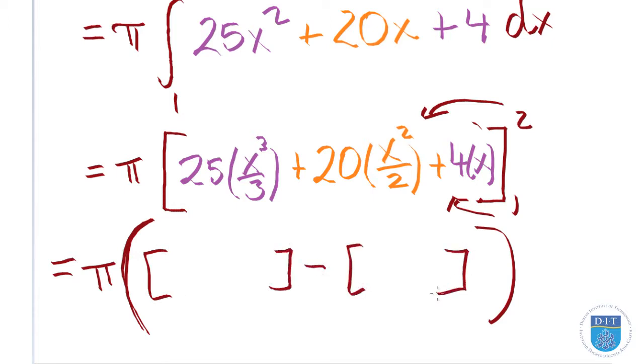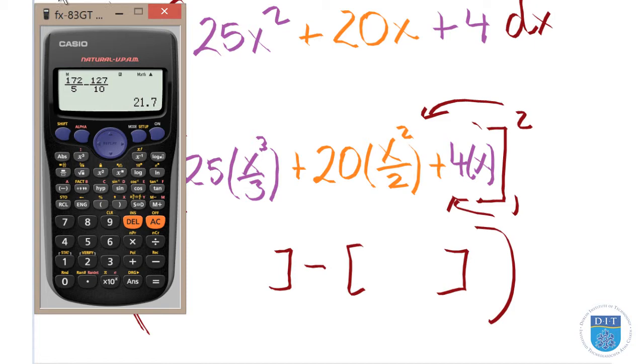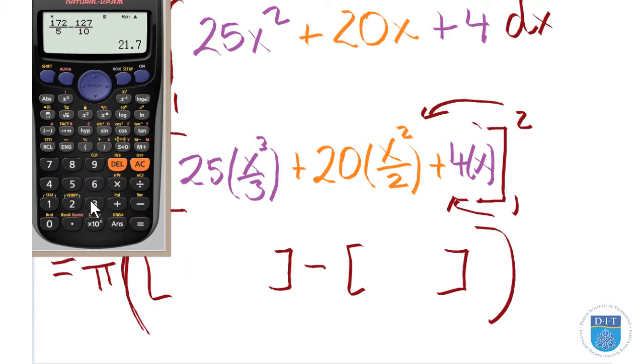Right, let's put in the 2 first. If you want to manually put in the 2 and then go to the calculator, I'm just going to go to the calculator. So I've typed what I see, I'm still in the calculator: 25 bracket fraction 2 cubed over 3, the Sharp doesn't have that cubed button, plus 20, sorry, I cleared the screen, plus 20 bracket 2 squared over 2, plus 4 bracket 2. Okay, equals 344 over 3.